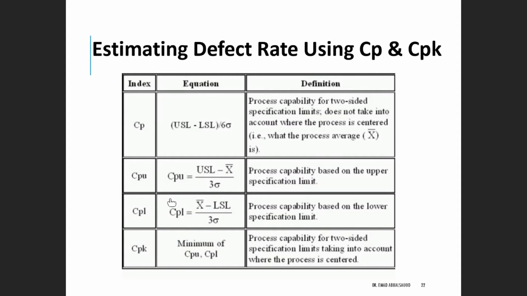In the examples that we will see, if you have the mean given to you and the standard deviation, you find the sigma level based on the CPK. If you have only the standard deviation given to you in the problem, then you find the sigma level based on the CP.